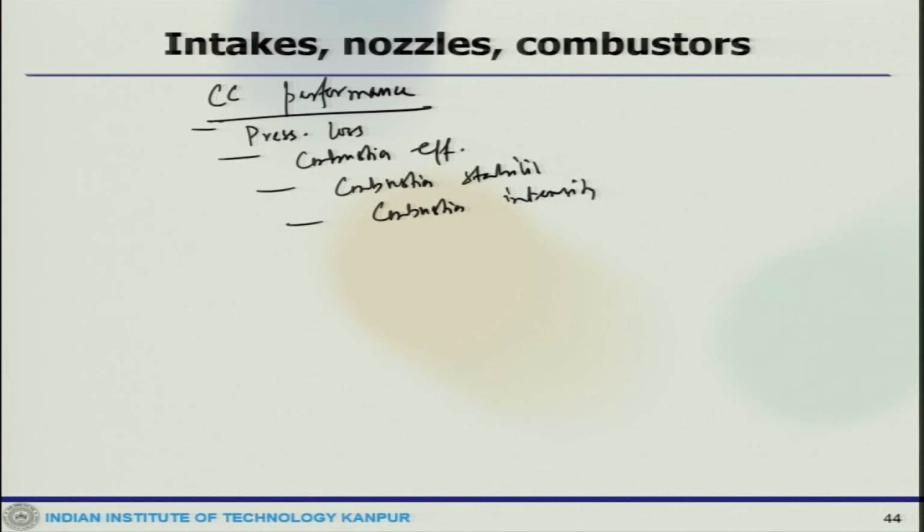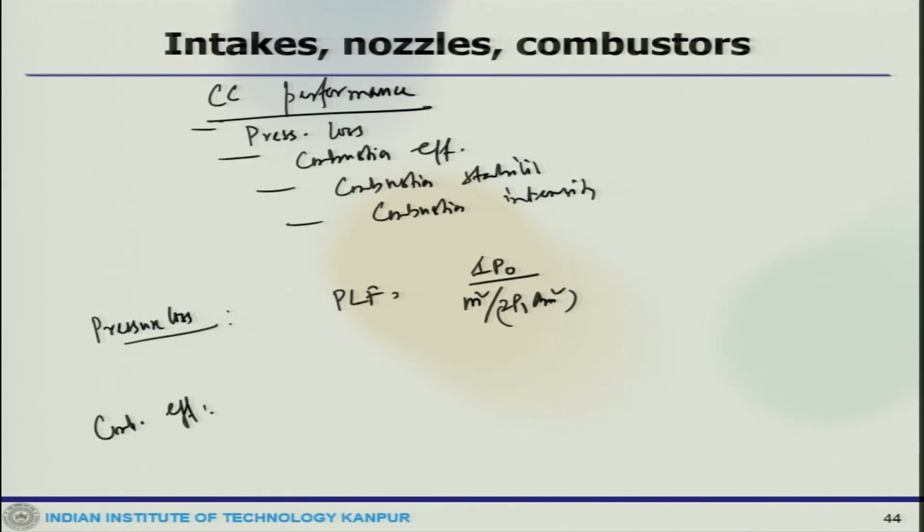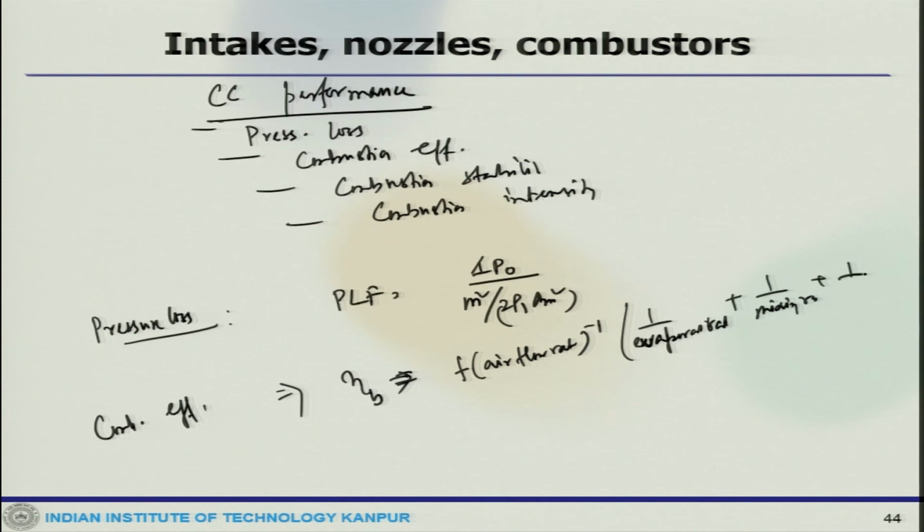The pressure loss factor, PLF, can be calculated as delta P naught by m square by 2 rho 1 A m square, where m is the airflow rate, A m is the maximum cross sectional area, and rho 1 is the inlet density. Similarly, the combustion efficiency, eta B, can be written as a function of F, airflow rate, and (1 by evaporation rate plus 1 by mixing rate plus 1 by reaction rate) to the power inverse. That is how one can define the burner efficiency.